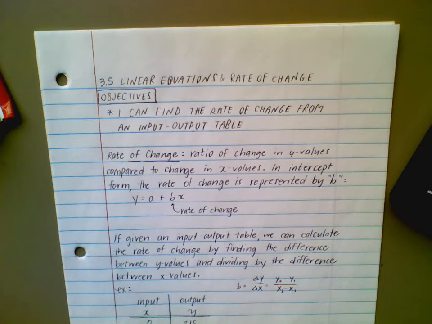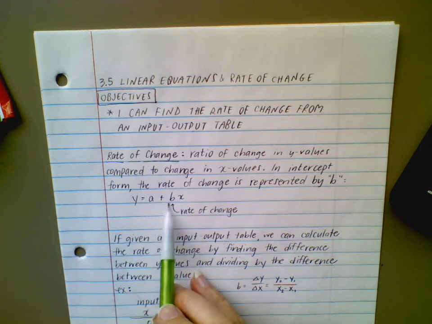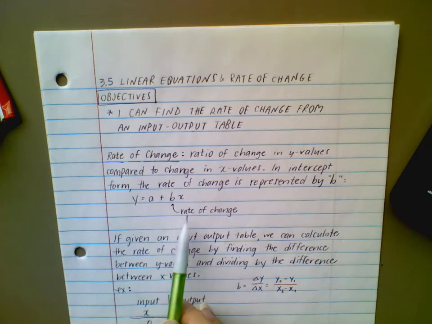So just as a reminder, the rate of change is the ratio of the change in y compared to the change in x. In intercept form, the rate of change is represented by b. So in y equals a plus bx, that b right there, the coefficient of x, is our rate of change.